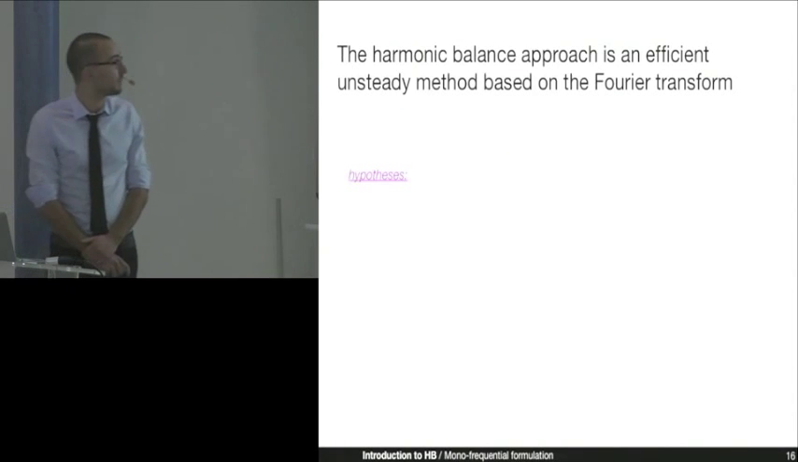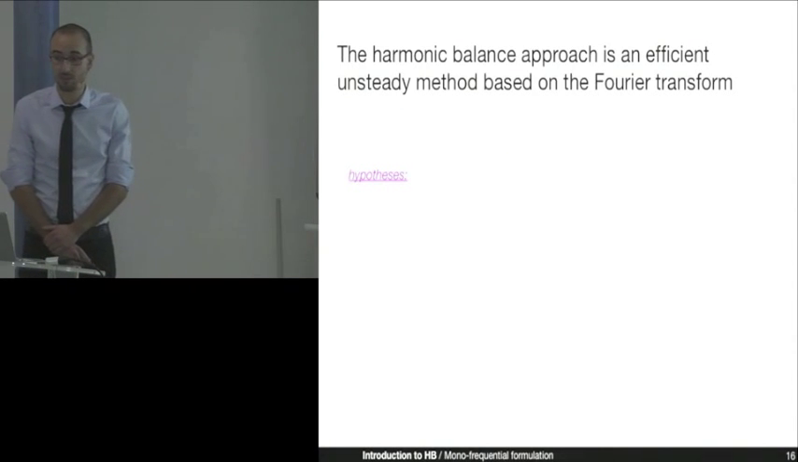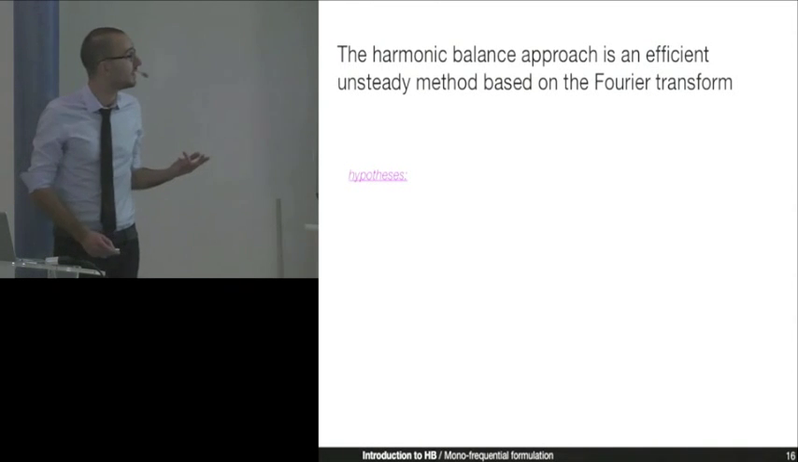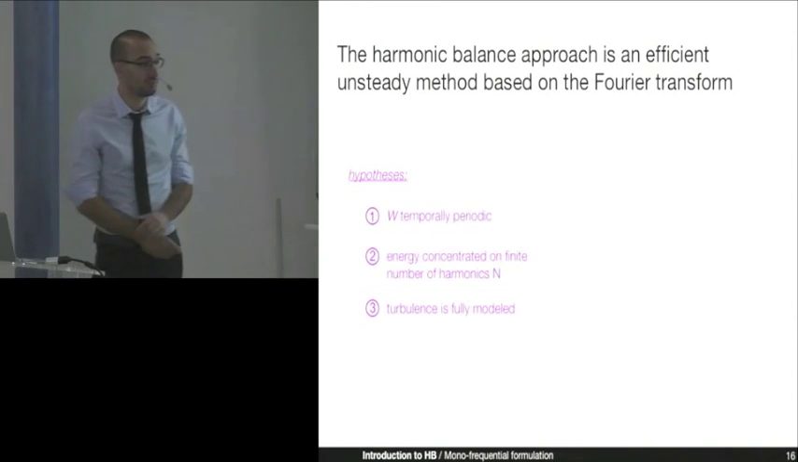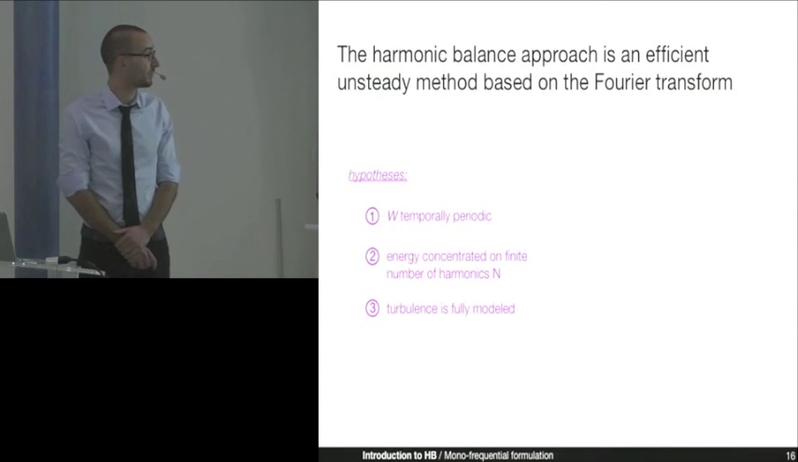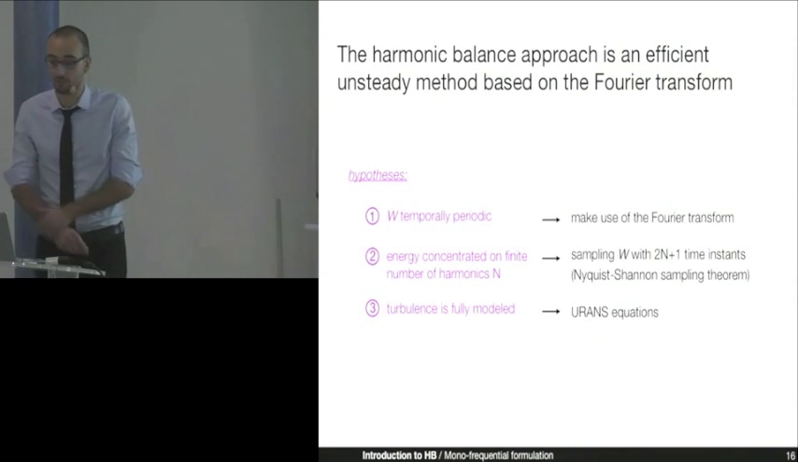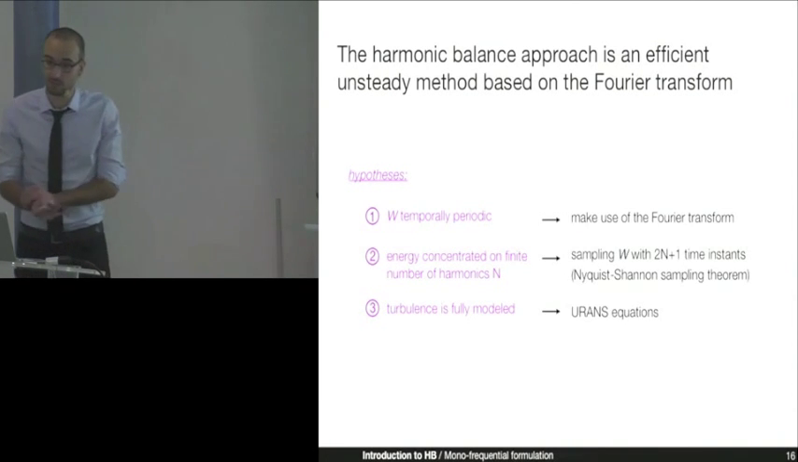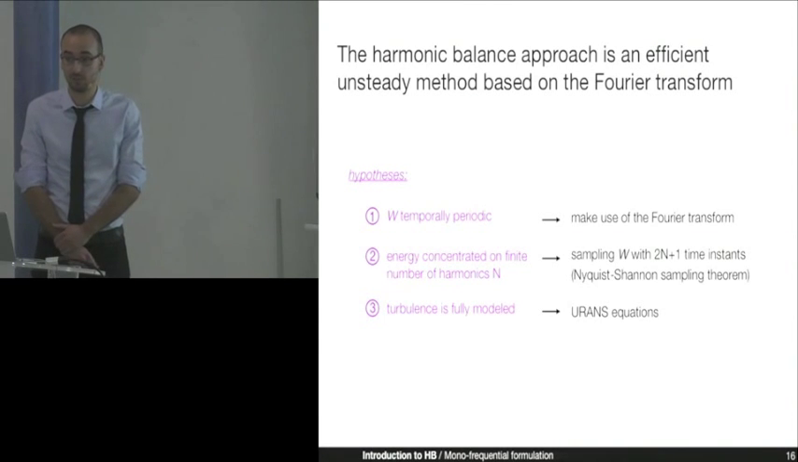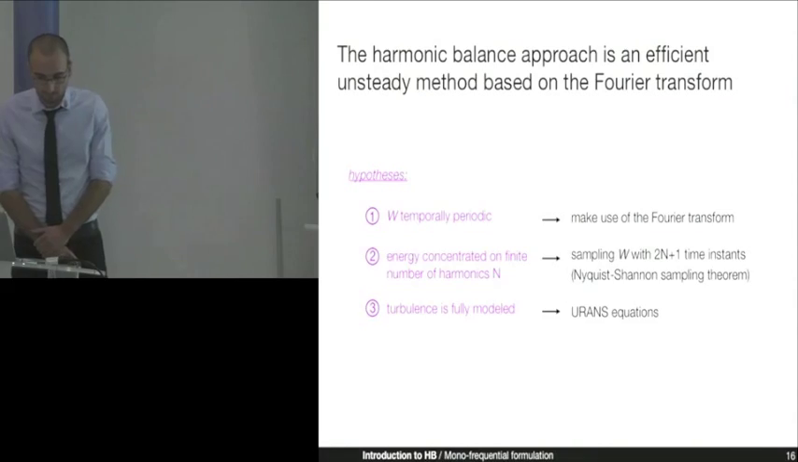The harmonic balance approach is an efficient and steady method based on the Fourier transform. In fact, we take 3 hypotheses: the variable is temporally periodic, the energy is concentrated on a finite number of harmonics n, and the turbulence is fully modeled. This makes us use the Fourier transform, the fact that the variable can be sampled using 2n+1 time instances, and the URANS equations.